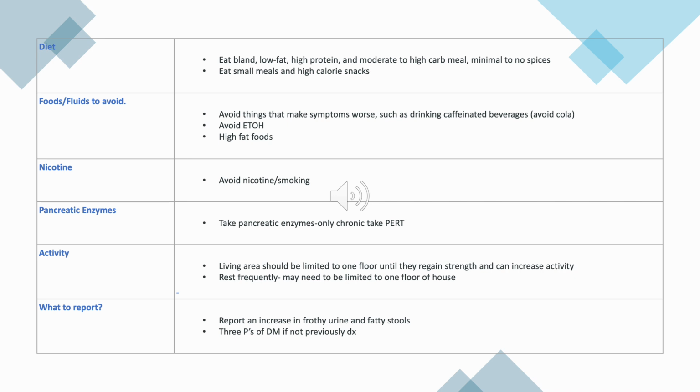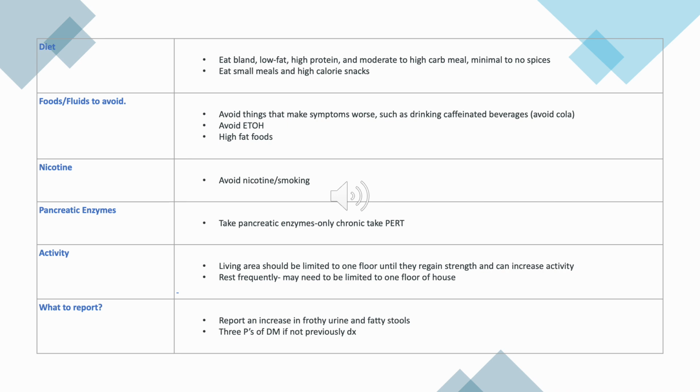To recap, the diet is going to be bland, low fat, high protein, moderate to high carb meals, minimal to no spices. Eat small meals frequently and eat high calorie snacks. They may need protein drink supplementation. Avoid anything that makes the pain worse, such as caffeinated beverages, alcohol, high-fat foods. No nicotine or smoking, because that's going to increase the pain.